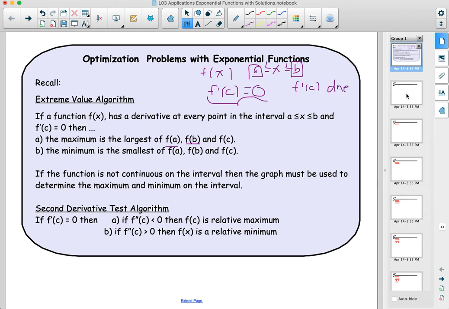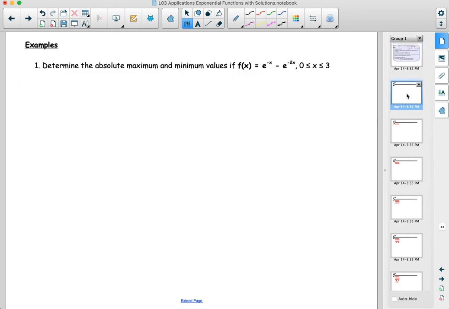All right, so continuing forward, we're just going to be doing, I think, 4 examples today. So determine the absolute max and minimum values of this particular function on this domain. So the first thing you're going to need to do is find the derivative of that function. Once you've found the derivative, you're going to test f at 0, f at 3, and wherever f prime at c is 0.